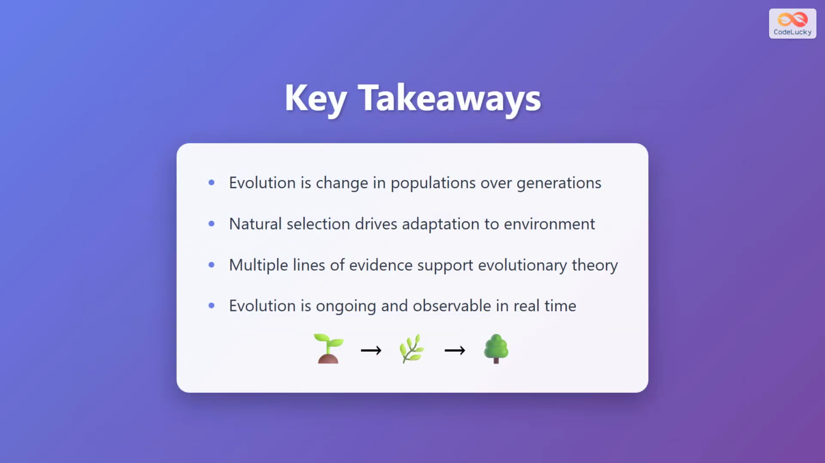Let's review the key points. Evolution is the change in populations over generations, driven by mechanisms like natural selection, genetic drift, gene flow, and mutation. Natural selection drives adaptation to the environment by favoring traits that increase reproductive success. Multiple lines of evidence from fossils, DNA, anatomy, and biogeography all support evolutionary theory. And importantly, evolution is not just something that happened in the past. It's ongoing and observable in real time, from bacteria developing antibiotic resistance to populations adapting to climate change. Understanding evolution is essential for understanding biology and the diversity of life on Earth.